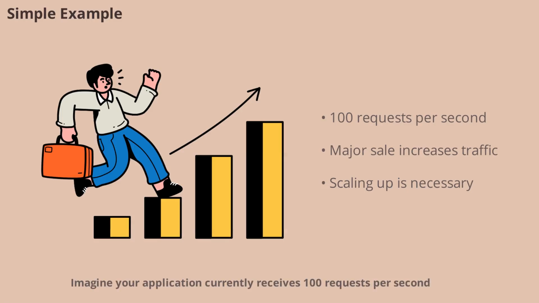Imagine your application currently receives 100 requests per second, and one server can comfortably process 100 requests per second. Everything is running smoothly. But what happens when your company announces a major sale and engineers predict traffic will jump to 1,000 requests per second? Suddenly, your single server isn't enough. You'll need to scale up to meet the new demand. This scenario is common in real-world applications, especially during special events or promotions.